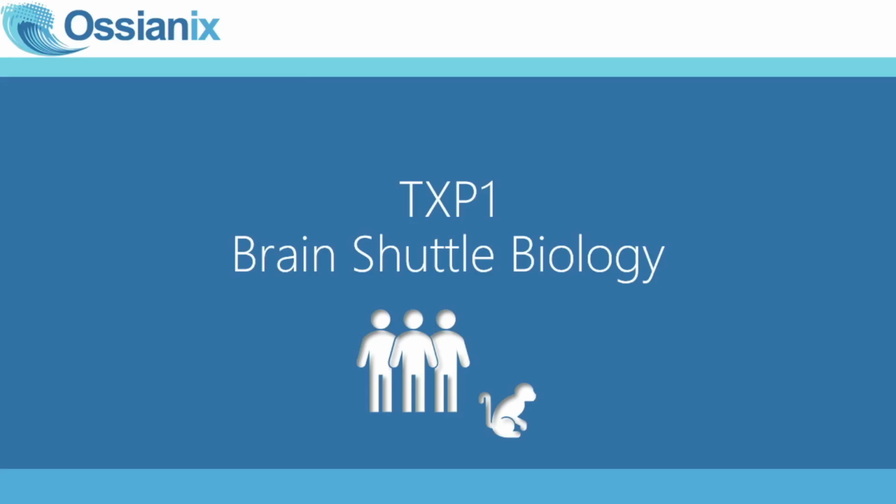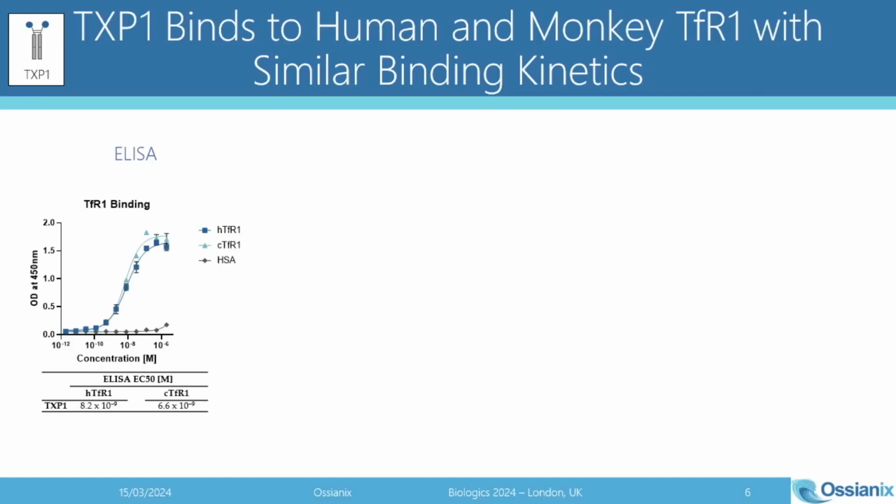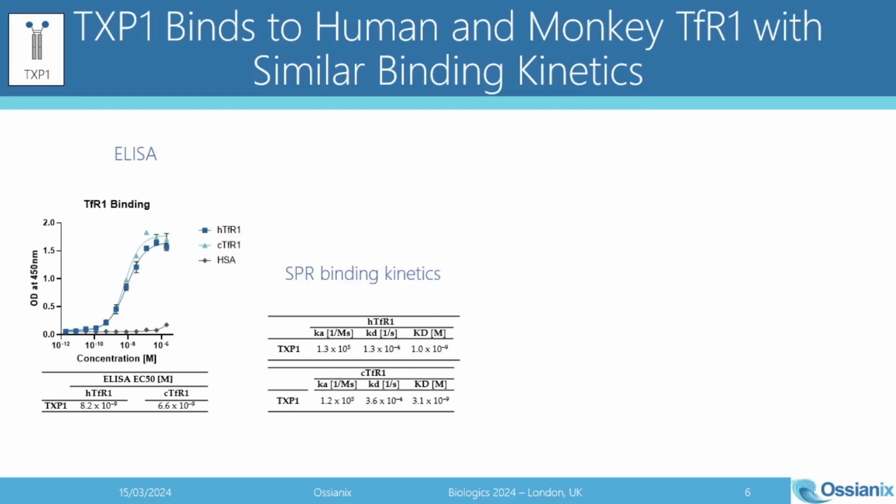And just give you a few slides on the biology of the behavior of the antibody. So this brain shuttle TXP1 has very nice binding and identical binding to human transferrin receptor as well as monkey cynomolgus transferrin receptor. It doesn't cross-react with mouse or rat transferrin receptor.